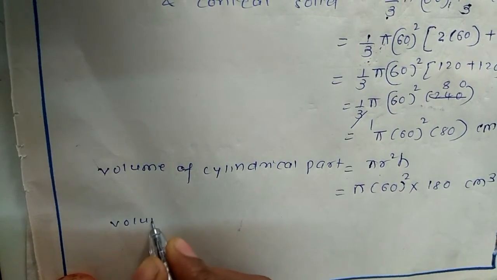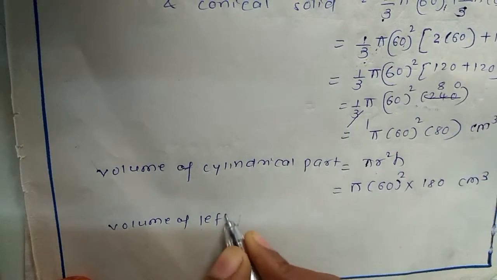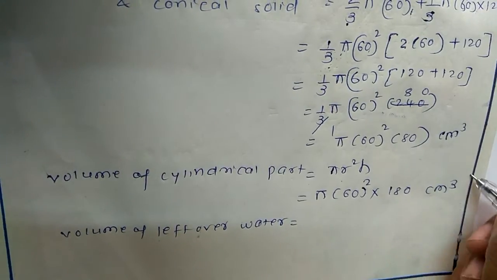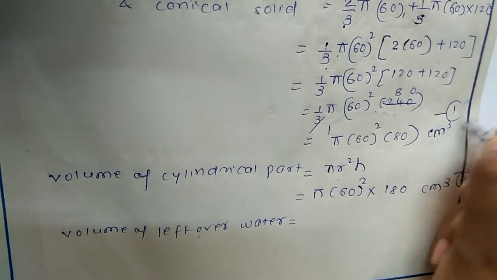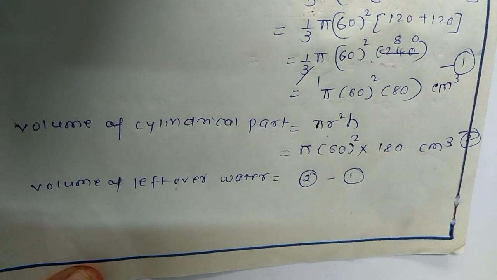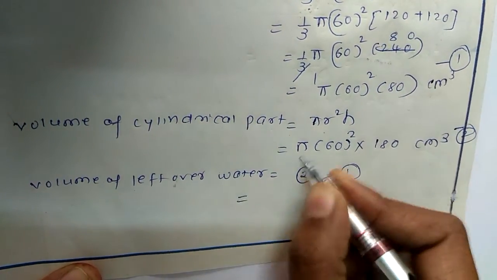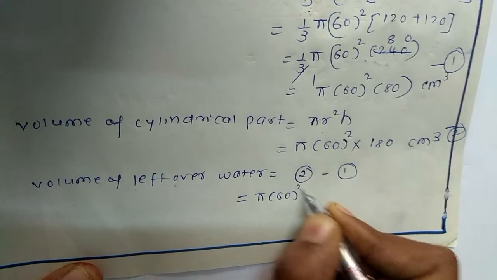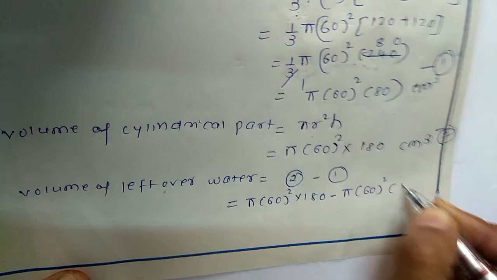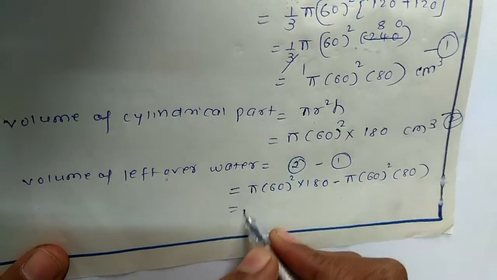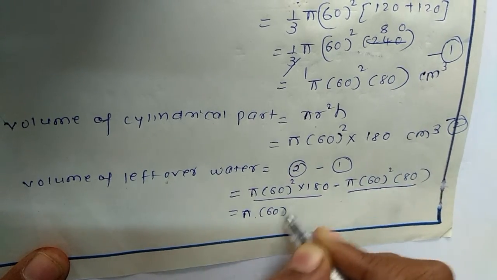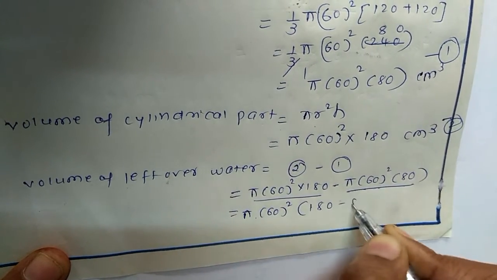So volume of leftover water, this I'll name as 2 and this name as 1. So no need to write this full sentence. So 2 minus 1 I'll do. So the equation 2 we got, pi 60 square into 180 minus pi 60 square into 80. So you can take here common. Pi will be common from this term, and from this term pi is common. 60 square is common. So remaining is 180 minus 80.